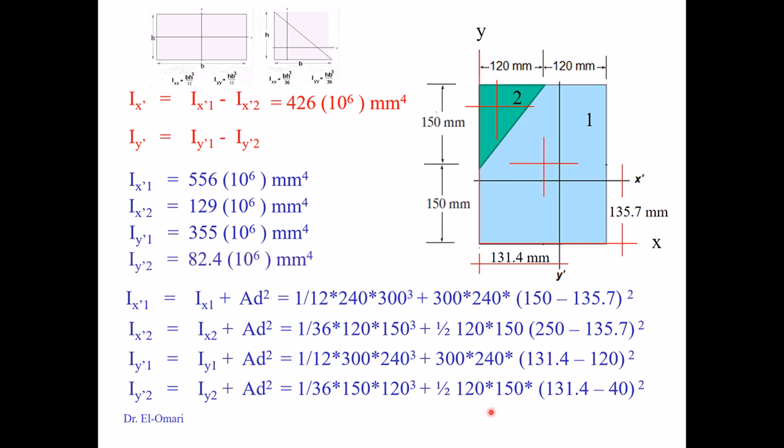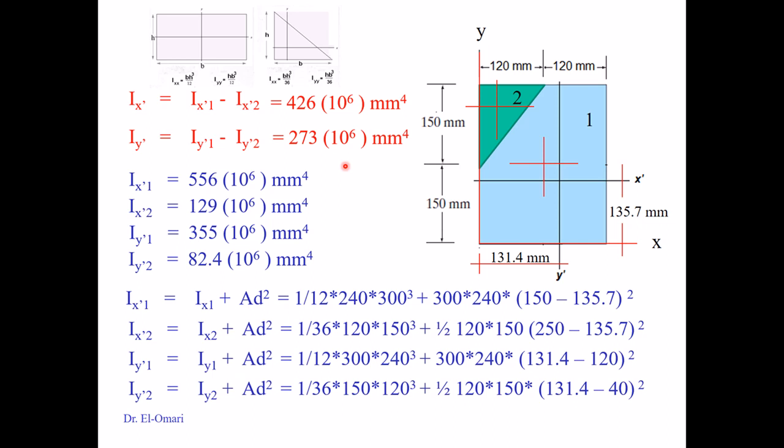This will give you Iy prime 2, which will also result in the final moment of inertia about the y-axis, its own centroidal axis y. It's 273 times 10 to the power of 6 millimeter to the 4. These are the steps of how to find the moment of inertia.